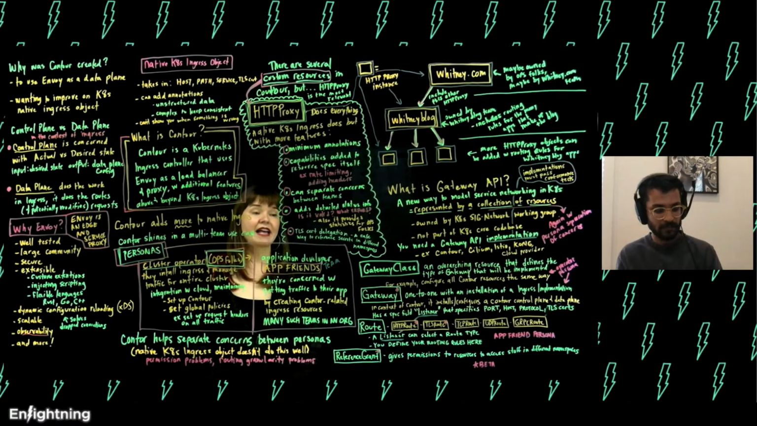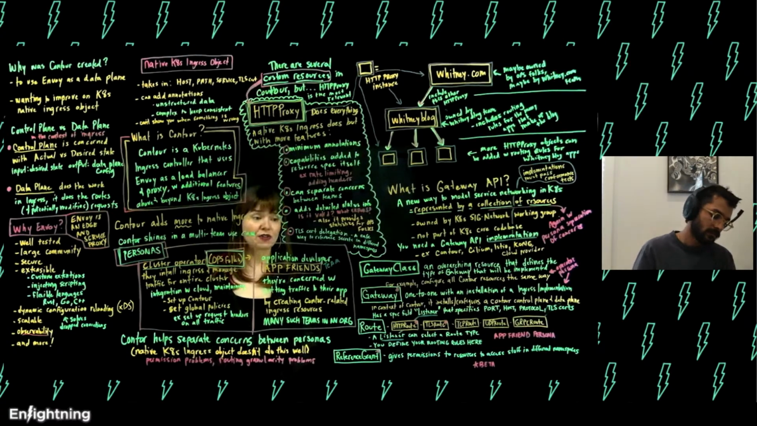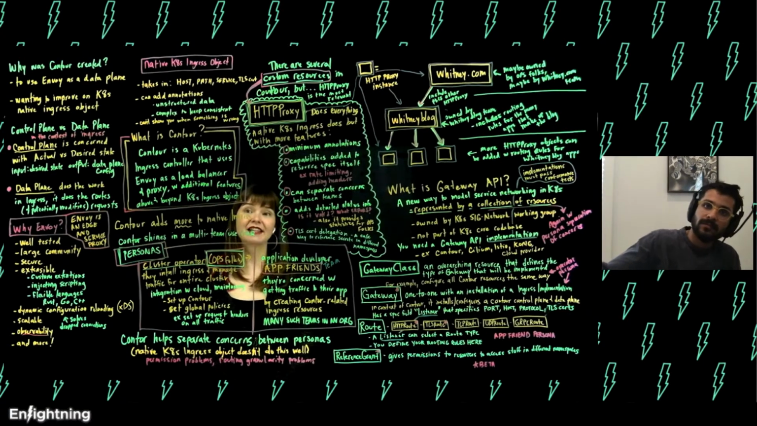The Gateway is a one-to-one resource with the actual installation of the implementation. So in the context of Contour, it'll install and configure a Contour control plane and data plane. And the Gateway and the GatewayClass are both intended to be used by the cluster operator persona. The Gateway resource has a field in the spec called listener, and that's where you're going to specify the ports, the host, the protocol, and the TLS certificates.